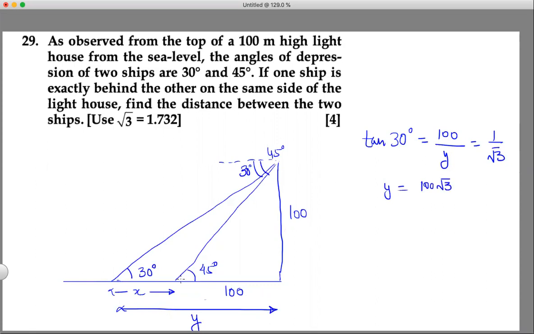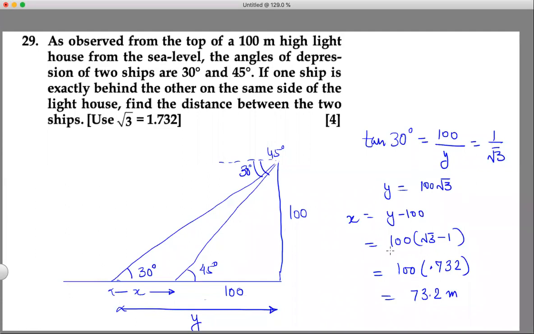Now, what is this distance? So x is equal to y minus 100, which is equal to 100 into root 3 minus 1, which is 100 into 0.732, which is 73.2. And that is our answer.